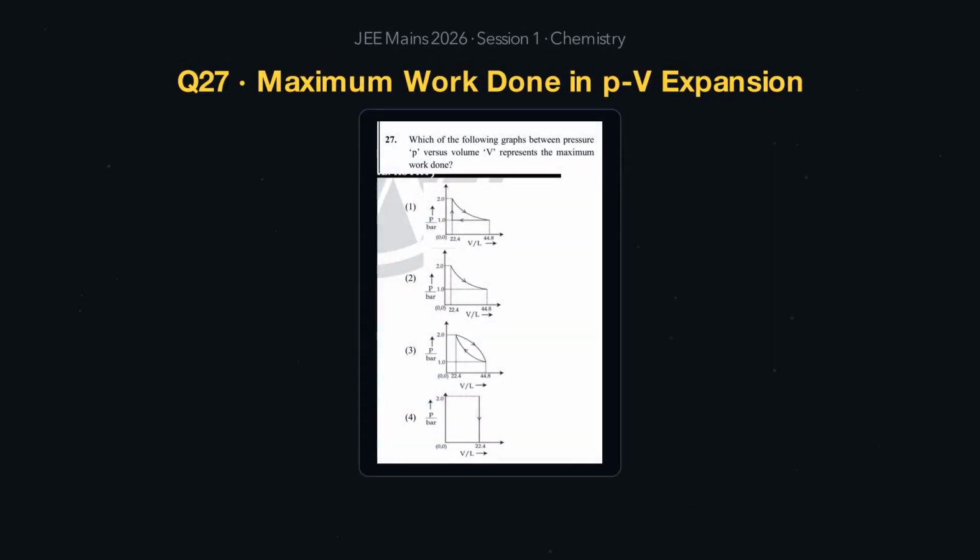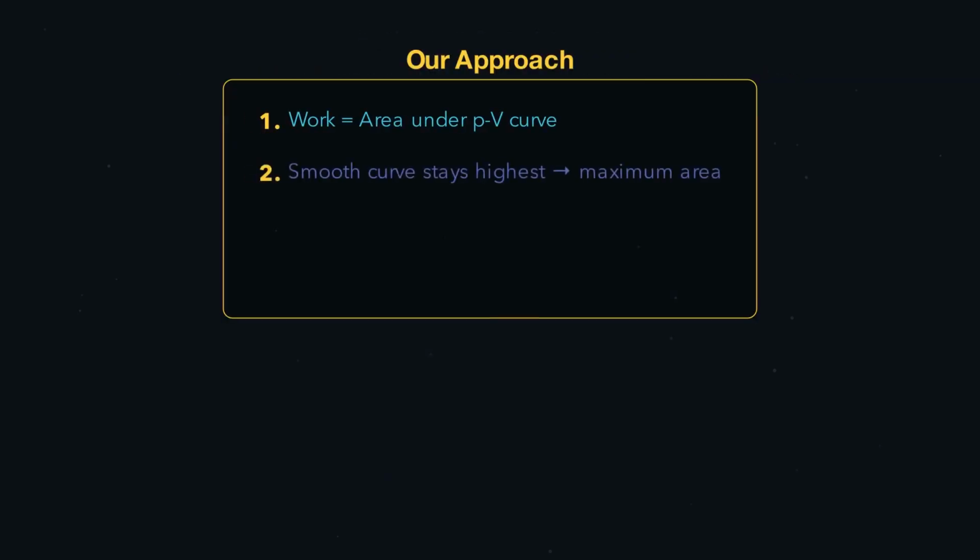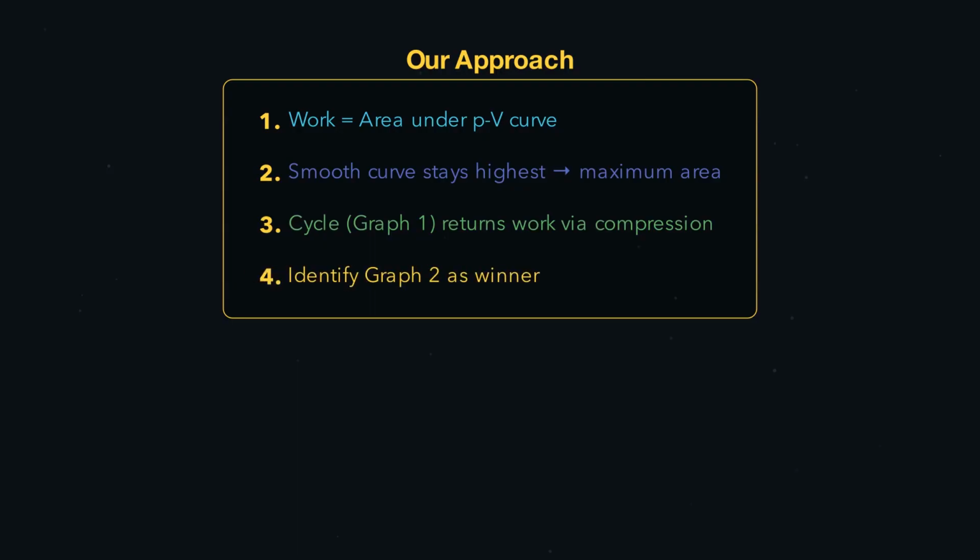Four pressure-volume graphs, same gas, same endpoints. Which process squeezes out the maximum work? The answer is a classic JEE trap. Here's our approach. The key principle is this: work done by a gas equals the area under the PV curve. So we need to find which graph has the largest area under its expansion path.